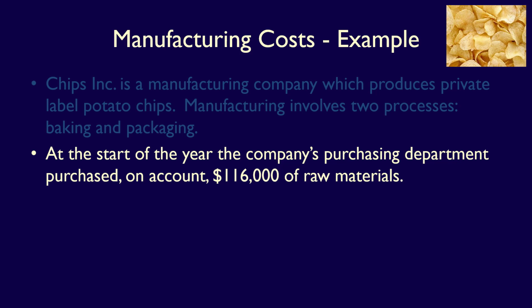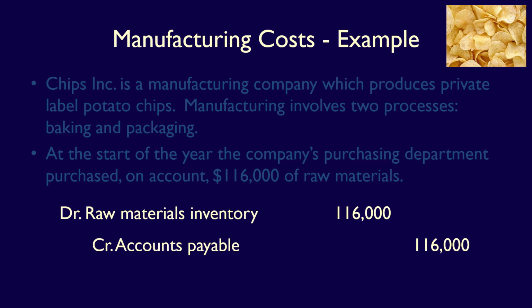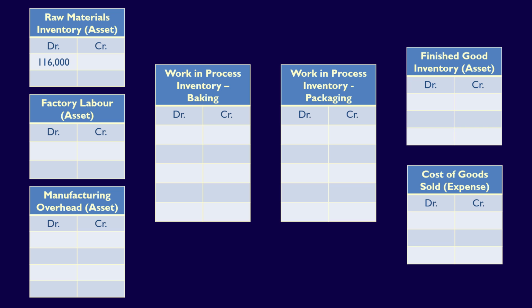At the beginning of the year, the company's purchasing department purchases, on account, $116,000 of raw materials. These raw materials are for both baking and packaging. The entry to record this purchase is a debit to raw material and a credit to accounts payable for $116,000.